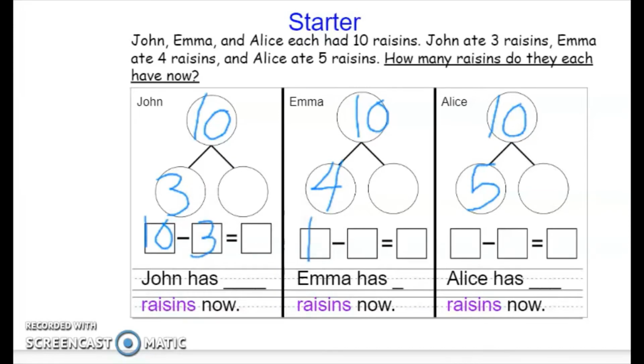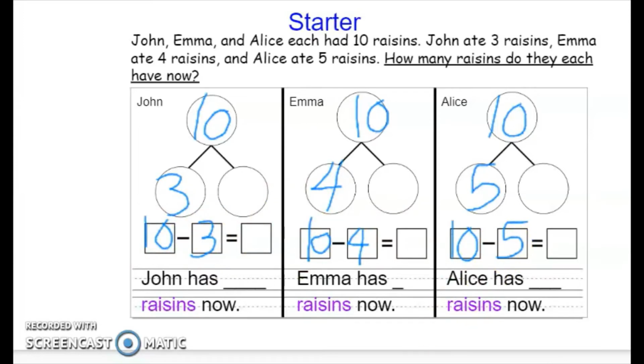Emma had 10 raisins to start with. She ate 4. Now we're figuring out how many she has left now. Alice had 10 raisins. She ate 5. Great. Now we're also trying to figure out how many she has left. So it seems like all of our subtraction sentences match our story. That means we're on the right track, my friends.